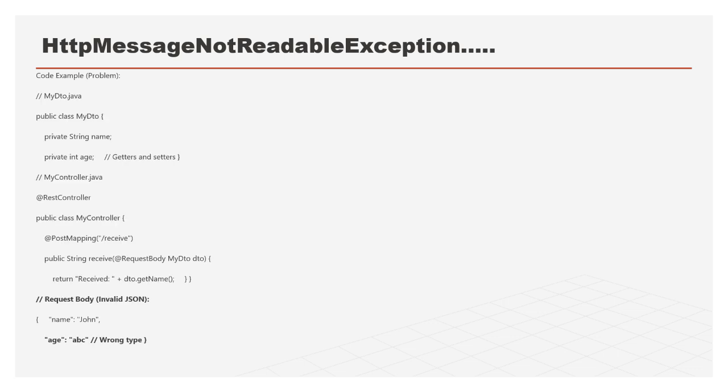Now on the left side you will see the code causing that exception. You have a DTO and a REST controller written, and under that it is accepting the @RequestBody, that is my DTO. You have written the attributes as name and age, but if you look at it, the age is being passed as ABC, which is not of the correct type. It should be an integer.